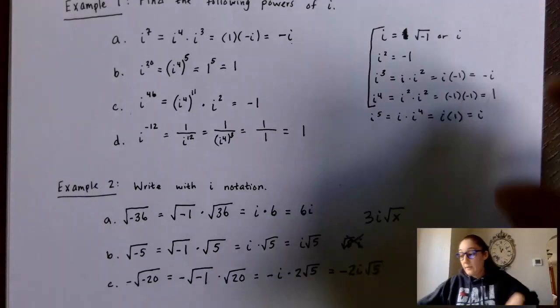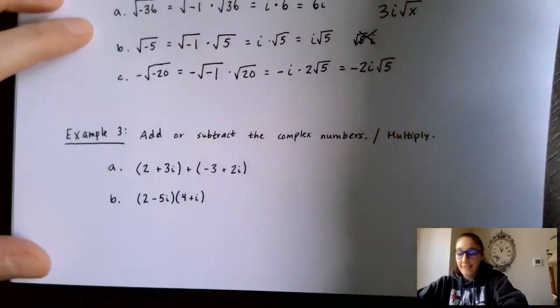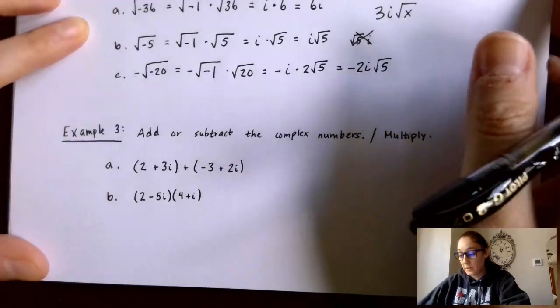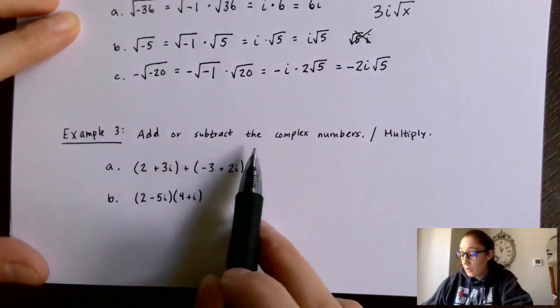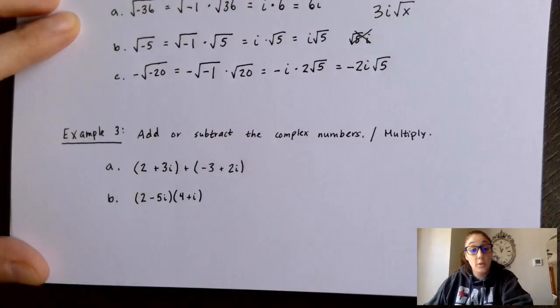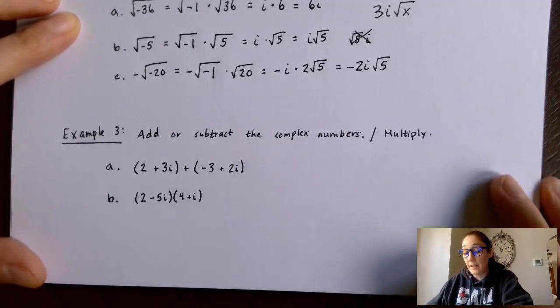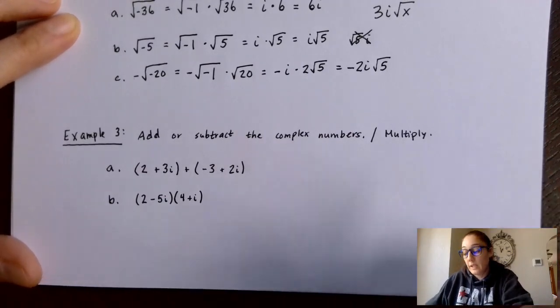Let's take a look at the very last example for this video, and then we just have some graphing left to do. Alright, so we are going to add or subtract, and then in part B we are going to multiply. So adding, subtracting, multiplying, all the things that you've learned before about like terms and distributing and things like that, they work the same way with imaginary numbers. There just might be a little bit more simplifying in the end.